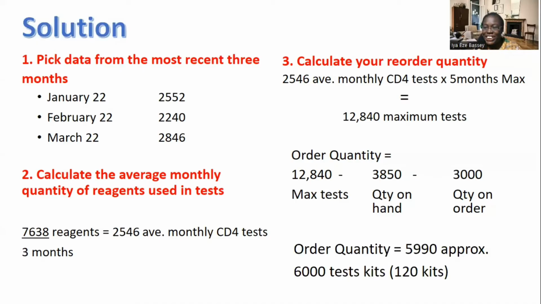Remember that each kit contains 50, so I cannot actually order for 5,990 tests. I will have to do that in multiples of what? 50. So what I will do is I will round it up, and that will give me 6,000 test kits. If I divide 6,000 by 50, it will be approximately 120 kits. So what I'm actually going to order for my facility is 120 kits. Do we understand?